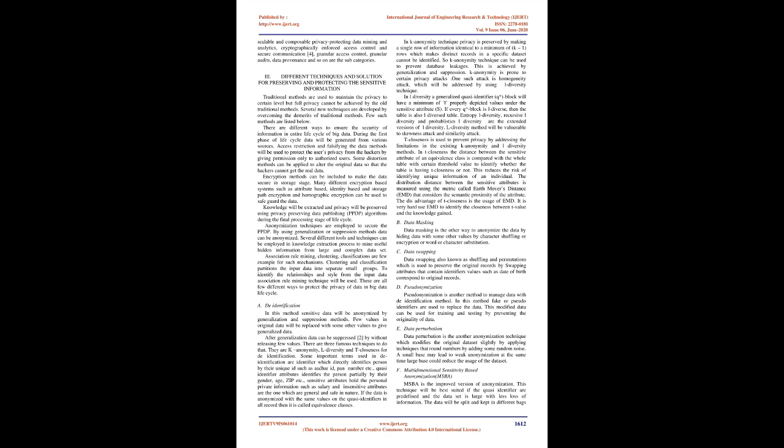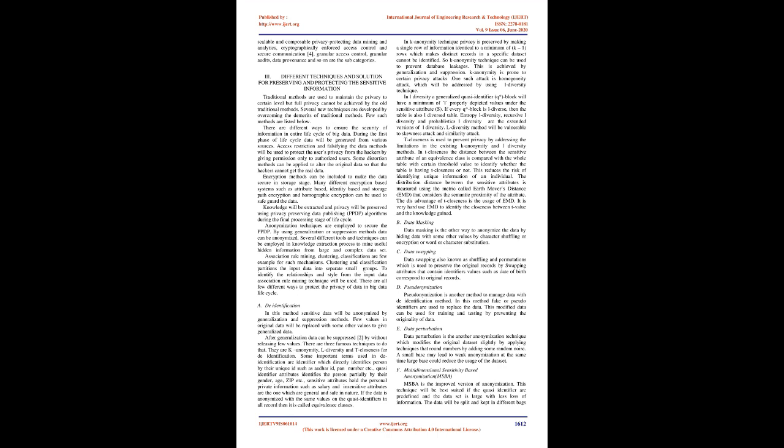There are different ways to ensure the security of information in the entire life cycle of big data. During the first phase of the life cycle, data will be generated from various sources. Access restriction and falsifying the data methods will be used to protect the user's privacy from hackers by giving permission only to authorized users. Some distortion methods can be applied to alter the original data so that hackers cannot get the real data. Encryption methods can be included to make the data secure in the storage stage. Many different encryption-based systems such as attribute-based, identity-based, storage path encryption and homomorphic encryption can be used to safeguard the data.